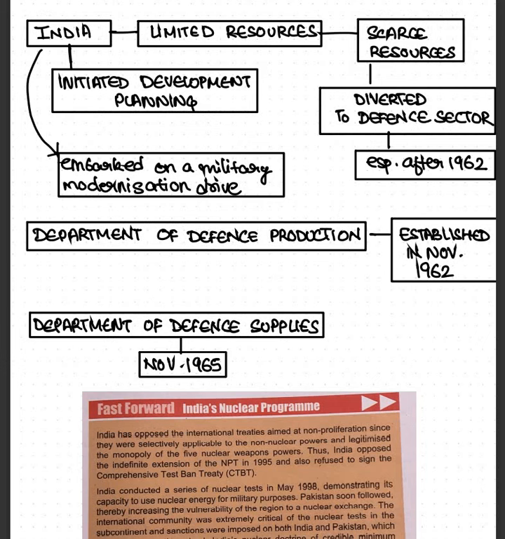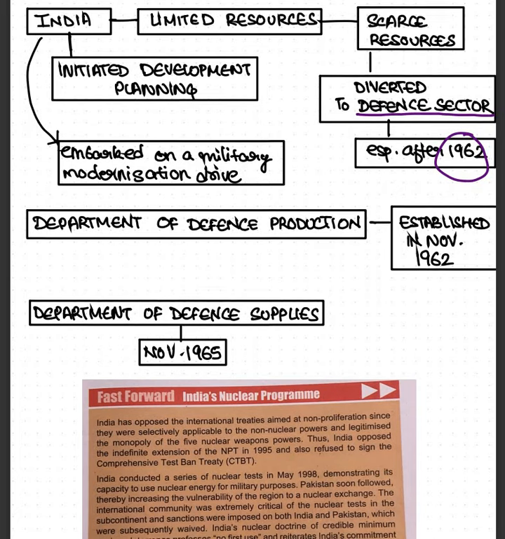India has also worked upon its nuclear strength because, see, initially when we got independence, India had limited resources. And with scarce resources, we started to divert them to the defense sector also, especially after 1962. India-China का war हुआ था 1960 में, ठीक है? After the 1960s Sino-India war, we learned a very huge lesson that we need to strengthen our defense sector also. So, in the initial stages of development planning, we embarked on a military modernization journey, wherein we established in November 1962 the Department of Defense Production. The Department of Defense Supplies was established in 1965.